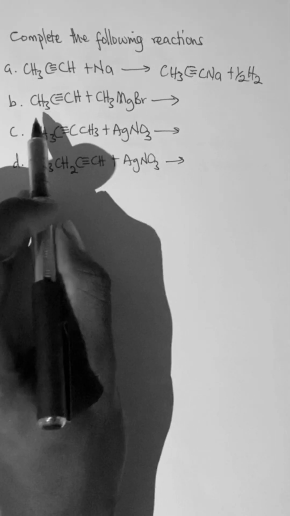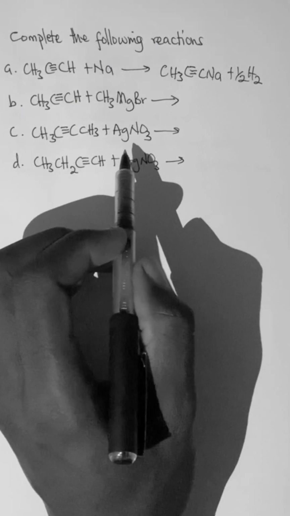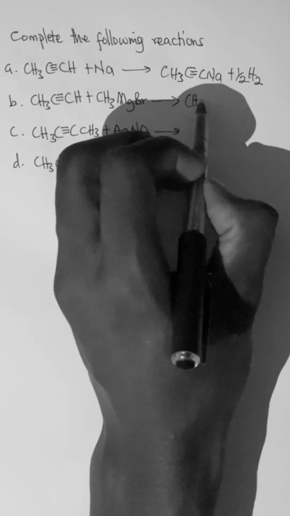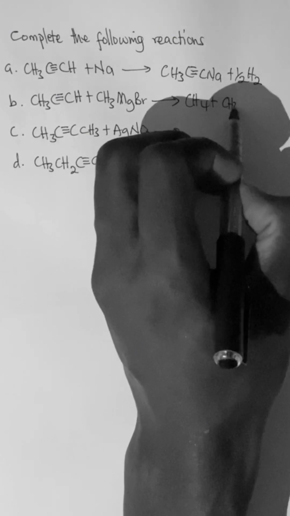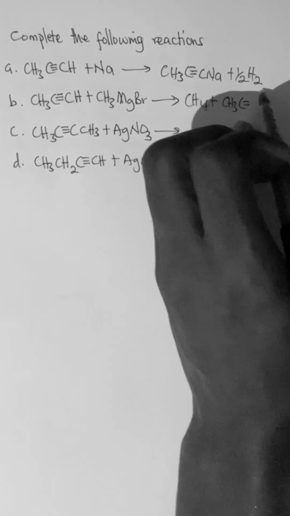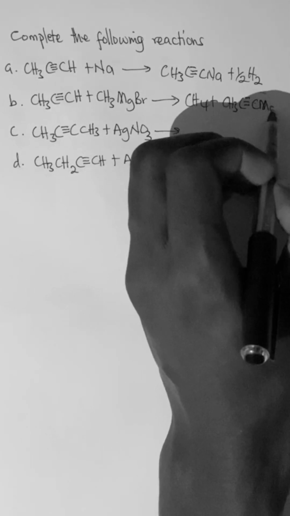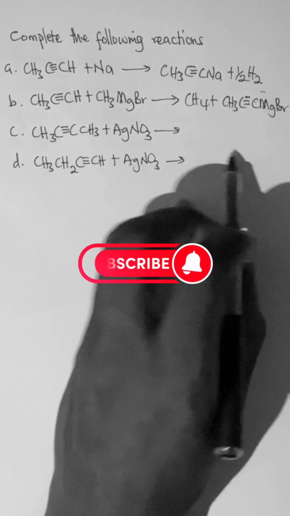And then we also have propyne in the presence of a Grignard reagent, CH3MgBr. So what you are going to get is CH4, plus CH3, C triple bond C, MgBr. So that's the product for this reaction.